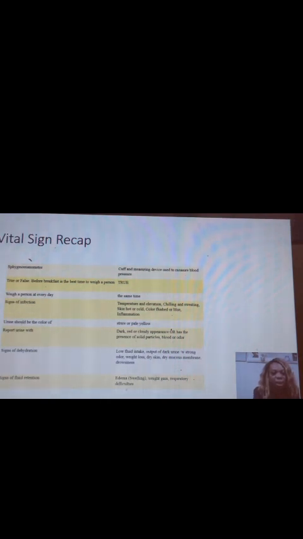When a person is retaining fluid, they exhibit symptoms on their body. So signs of fluid retention would be edema, swelling, weight gain, and respiratory difficulties.